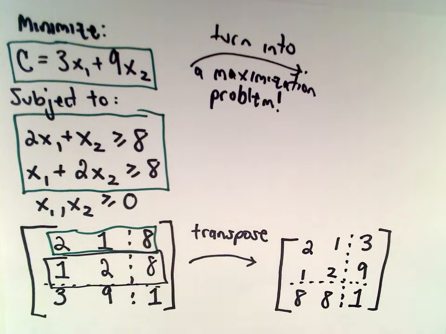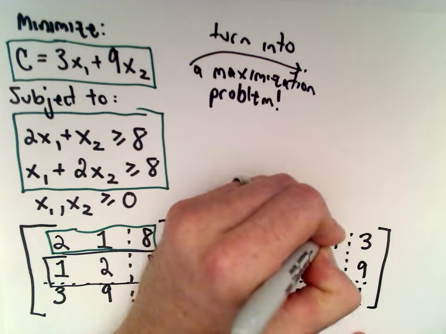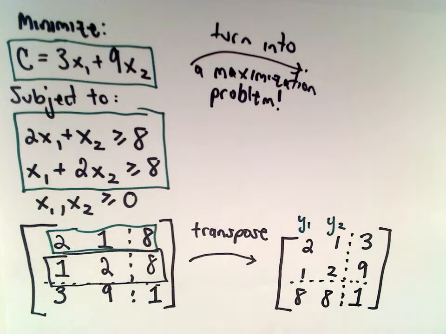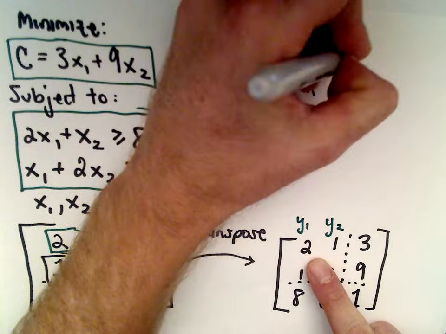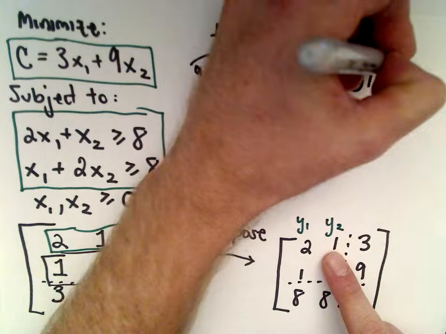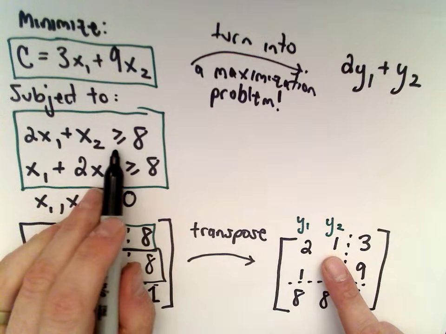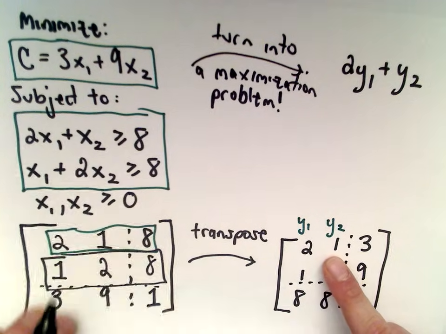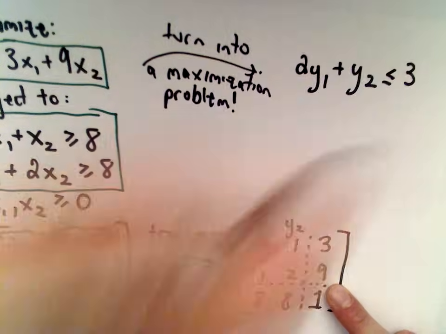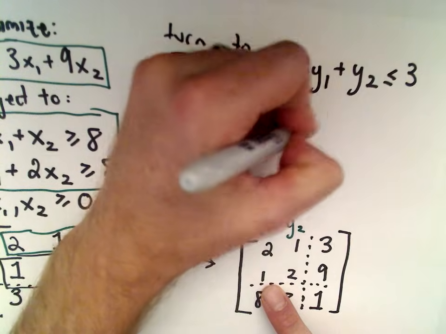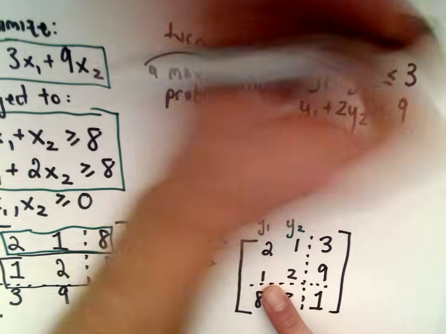So the first row, instead of x sub 1 and x sub 2, I'm going to label these as y1 and y2. Now we've got the problem. These are going to be our constraints. We're going to have 2 y sub 1 plus 1 y sub 2, and instead of being greater than or equal to, they are now going to be less than or equal to. So less than or equal to 3. Then I'm going to have 1 y sub 1 plus 2 y sub 2 less than or equal to 9.